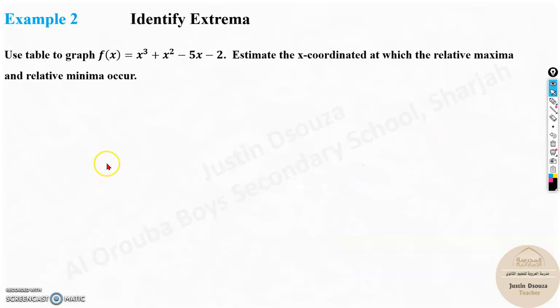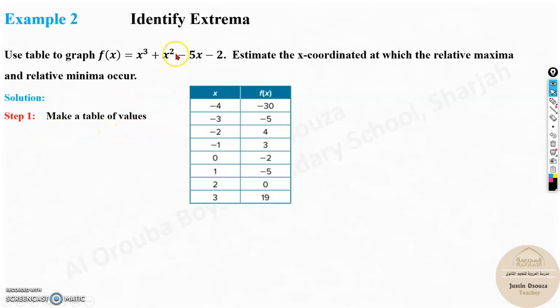Now we will see a problem over here. Identify the extrema. We have this function. We need to use the table and graph this and estimate the x coordinate at which the relative maxima and relative minima occur. Now, it's very simple. You need to make a table of values. So what do you do in the table of values? Take some random values. Now this is a cubic. You can see it's a cubic graph. So x to the power 3 is the degree. So take values from some values less than 0 and greater than 0 and find it out.